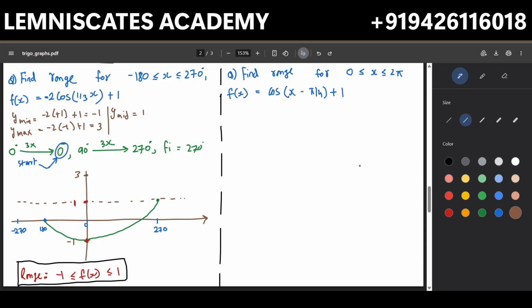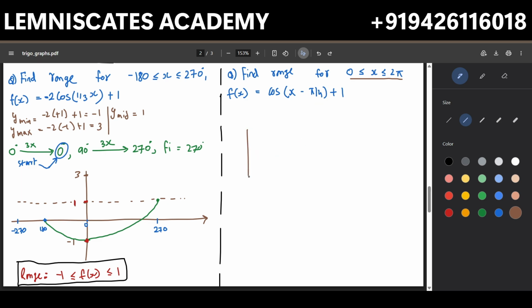Coming back over here, in 0 to 2 pi there will be one complete cycle, that is for sure. But then there is a minus pi by 4 in this case. So the whole graph is shifted pi by 4, that is 45 degrees, to the right-hand side. That is what it means. A complete cycle is shifted to the right-hand side by 45 degrees.